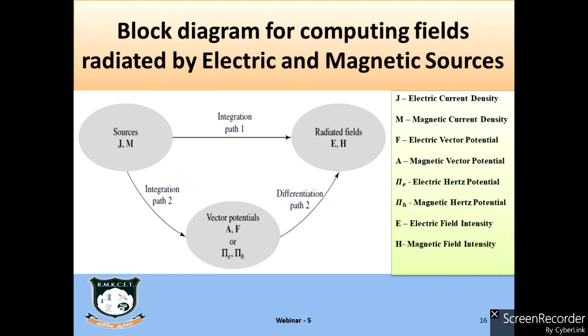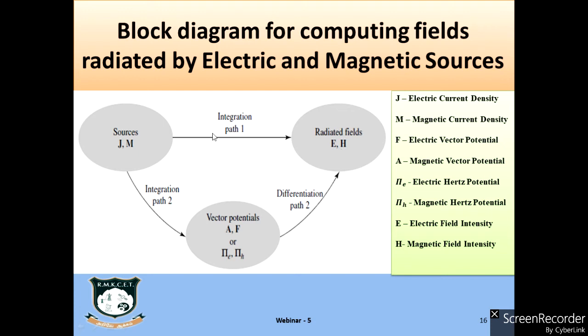Now this is the figure. If we can understand the figure, we can calculate the electric field and the magnetic field. Consider we have a source with electric current density J and magnetic current density M. If we integrate the electric current density and the magnetic current density, we can get the electric field intensity and the magnetic field intensity.